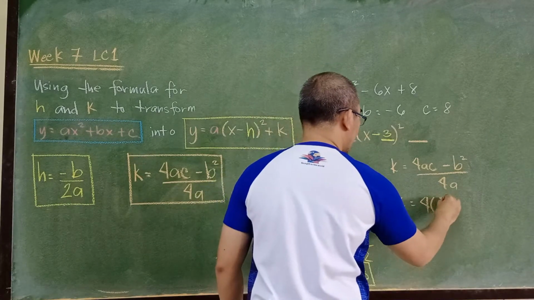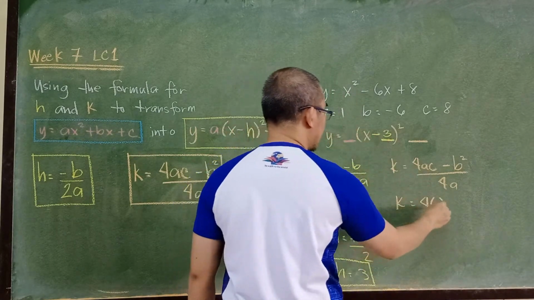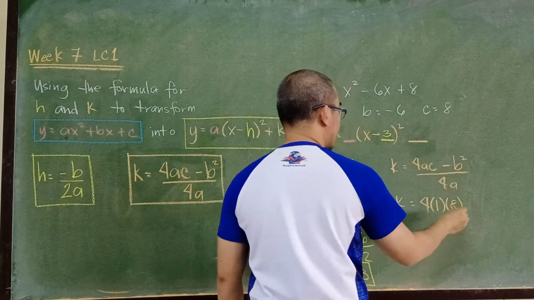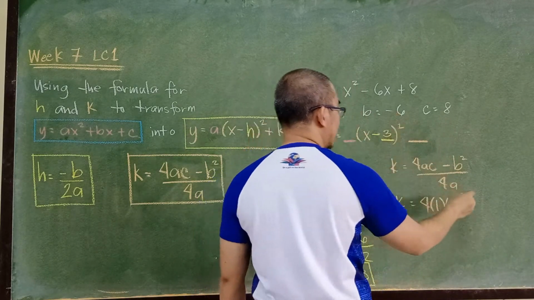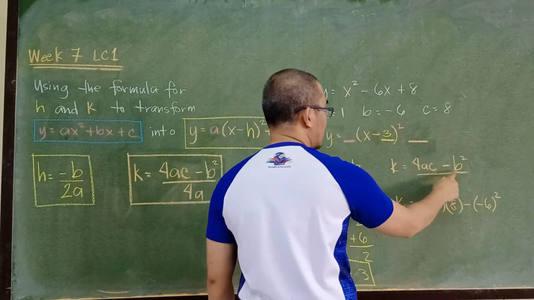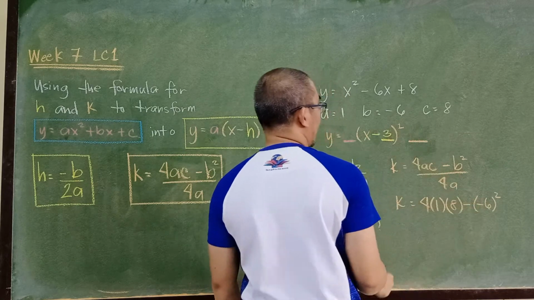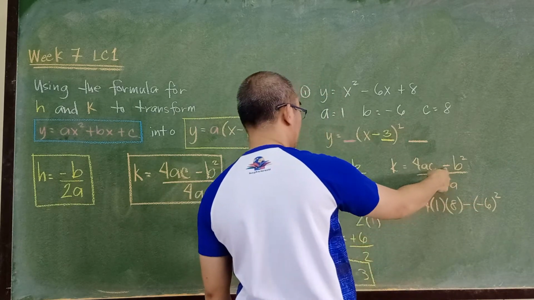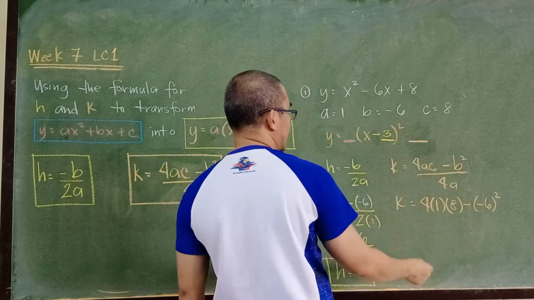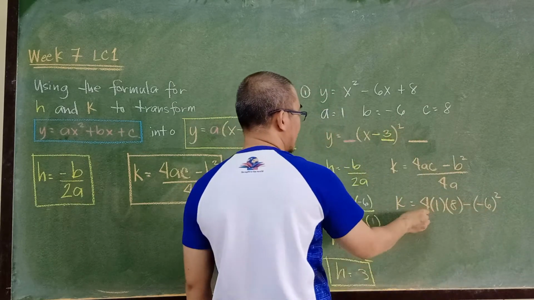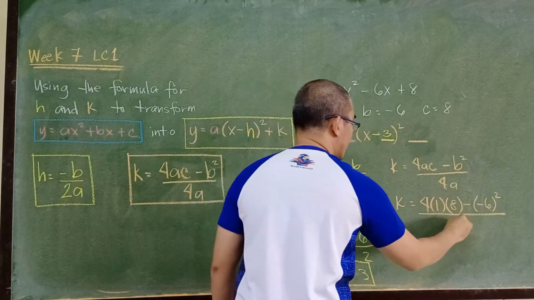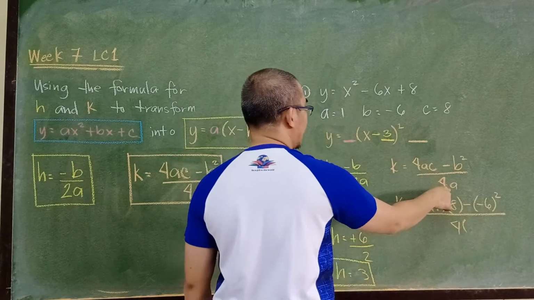So, 4, parenthesis, this is A natin is 1, C natin is 8, minus b natin is negative 6 squared, tama? Minus b. Ito yung b natin, negative 6. So meron kang negative na operation, o minus na operation, tapos yung b. Yung b mo is negative 6. So dalawa yung negative sign mo dun. And then yung squared. Over 4. And then yung a natin is 1.